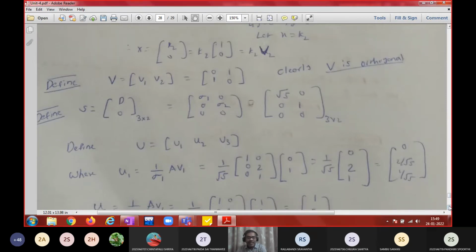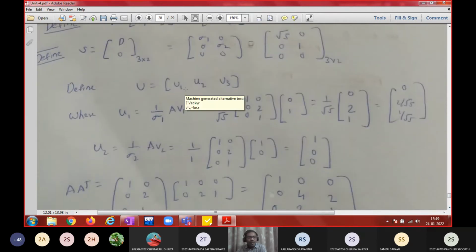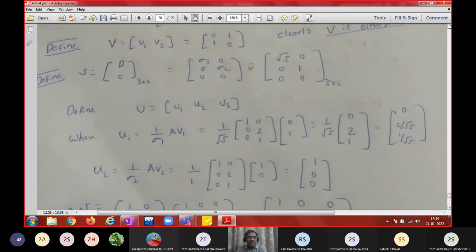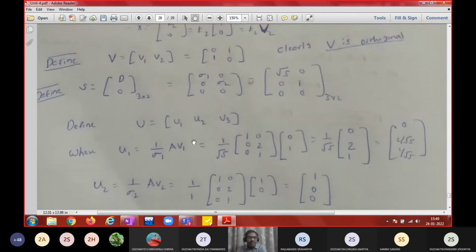So what I require is only U. What is U? Because you have V1 and V2, you can find U1 and U2 using the formula 1 by sigma 1 into AV1. What is sigma 1? Root 5. A is this matrix. V1 is the first vector of V, 0, 1. Multiply these two matrices and divide by root 5. Then you get a vector. You can see this is a unit vector. Find the norm: 0 squared plus 4 by 5 plus 1 by 5. 4 by 5 plus 1 by 5 is 5 by 5, which is 1. So this is a unit vector.